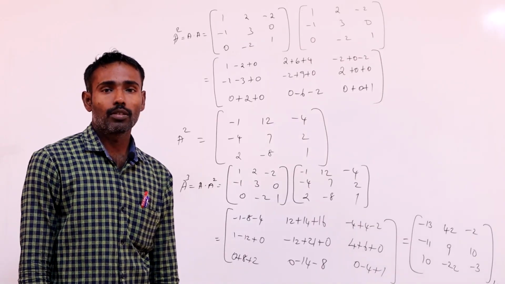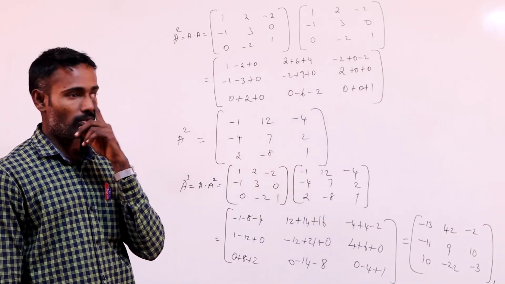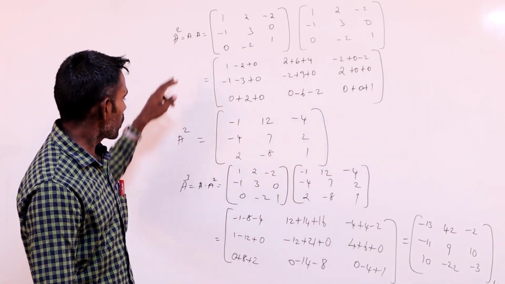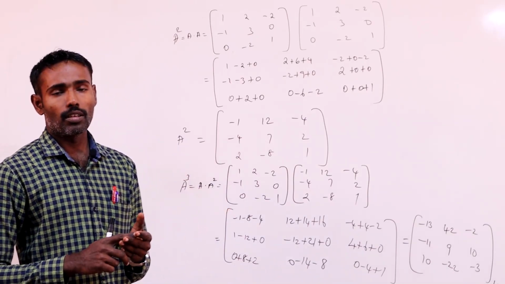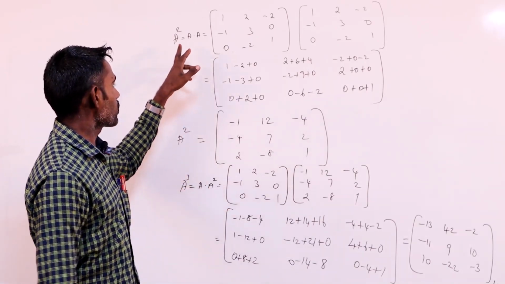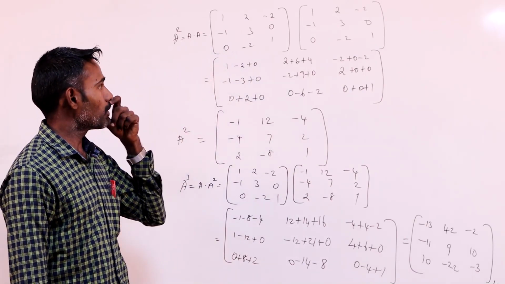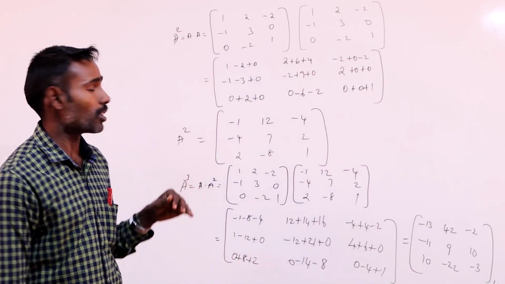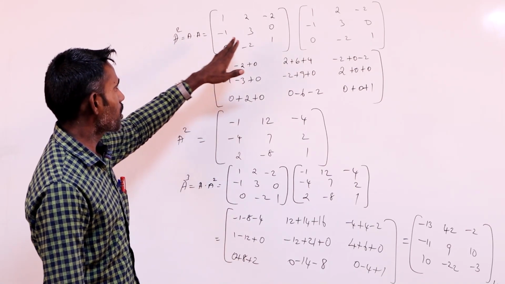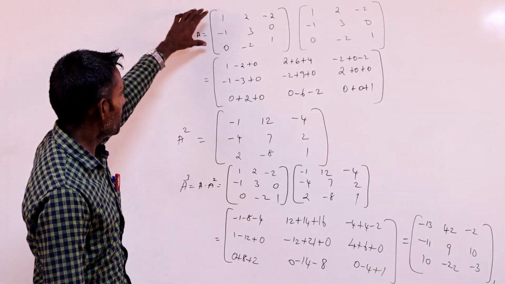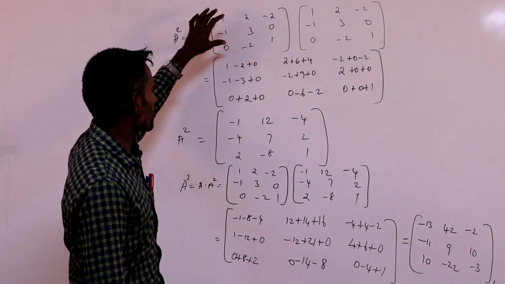Now we are going to verify the Cayley Hamilton theorem. We need the three matrices: A square, A cube and I. After that we can verify the theorem. First we find A square, equal to the given matrix A into A, by matrix multiplication.